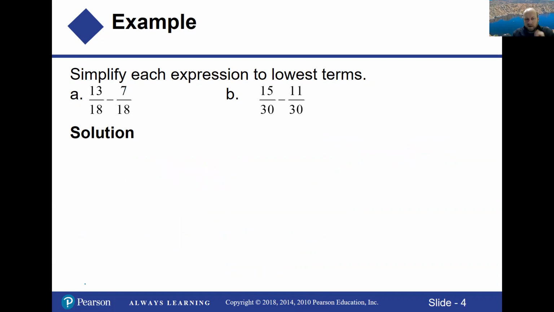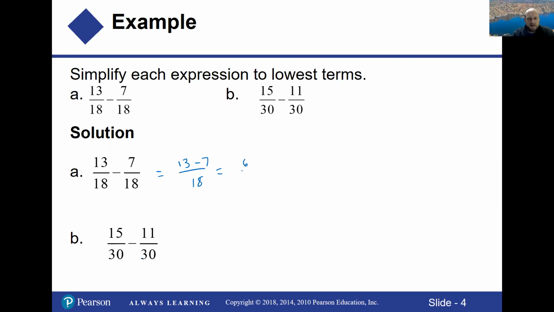Now subtracting is basically the same thing. You subtract the numerators and keep the denominator, and then just remember to simplify to lowest terms. So here we have 13 minus 7 over 18. 13 minus 7 is 6 over 18, and that can also simplify. You could use the breaking-it-up method, where we have 6 times 1 over 6 times 3, canceling those common factors to get 1/3, or we could divide top and bottom by 6 as well.